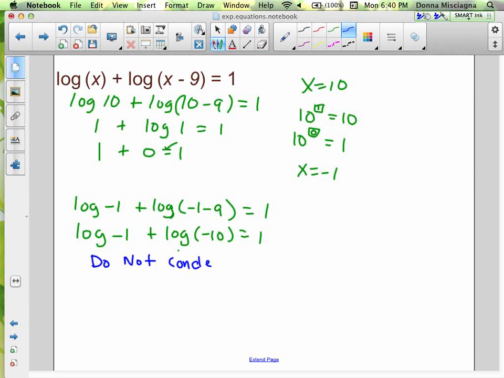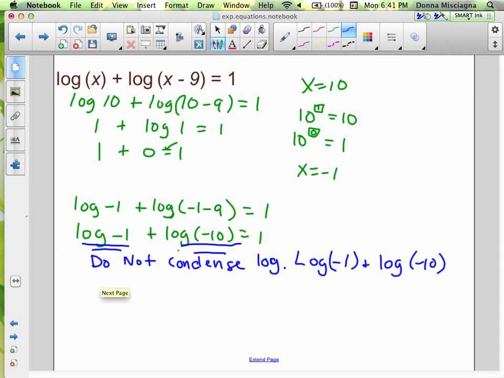What you need to do is stop, because we have a problem. And the problem is this and this are not real numbers. So log -1 and log -10 are not real numbers. x equals -1 is an extraneous solution.